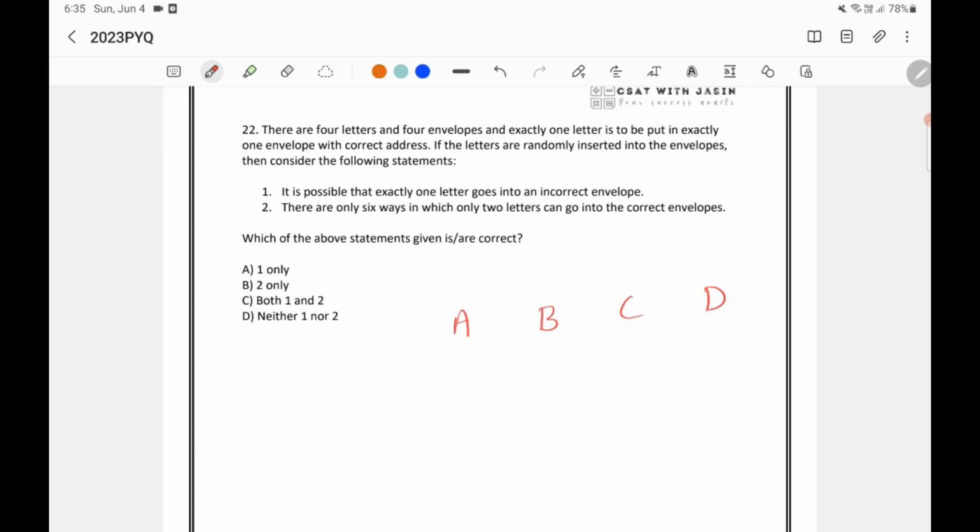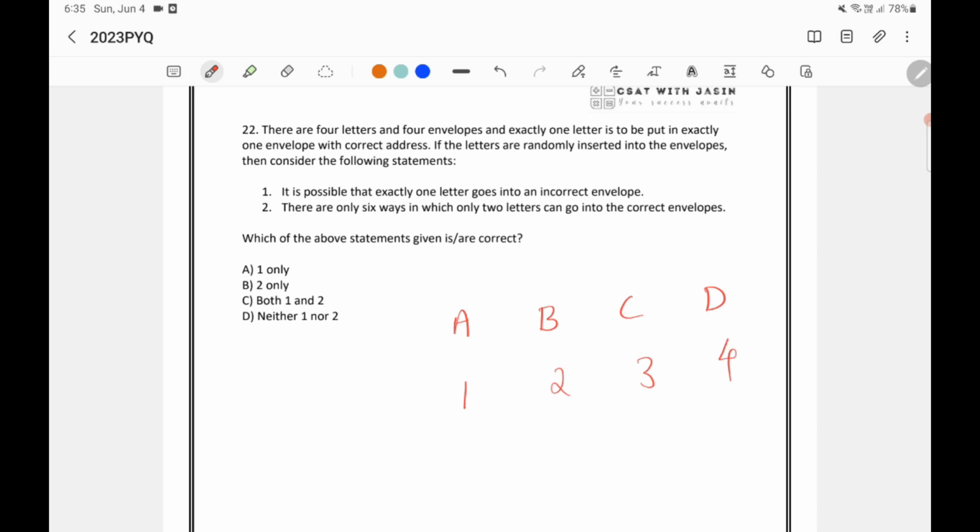Now you have 4 envelopes. Let's assume that 1, 2, 3 and 4 are our envelopes. And let's say that A has to go in envelope number 1. B has to go in envelope number 2. C has to go in envelope number 3 and D has to go in envelope number 4. Let's say this is the correct sequence. Now let's read the first statement.